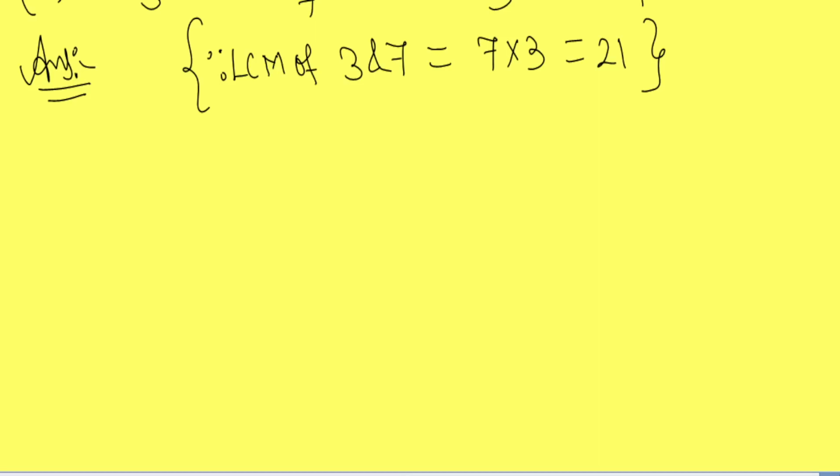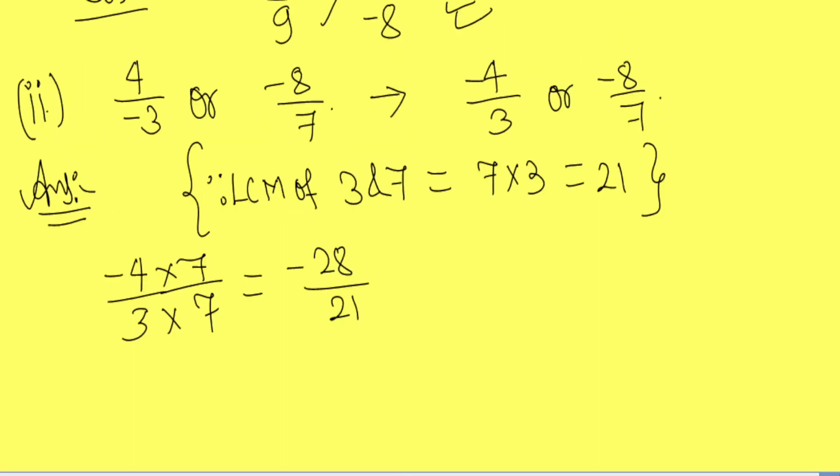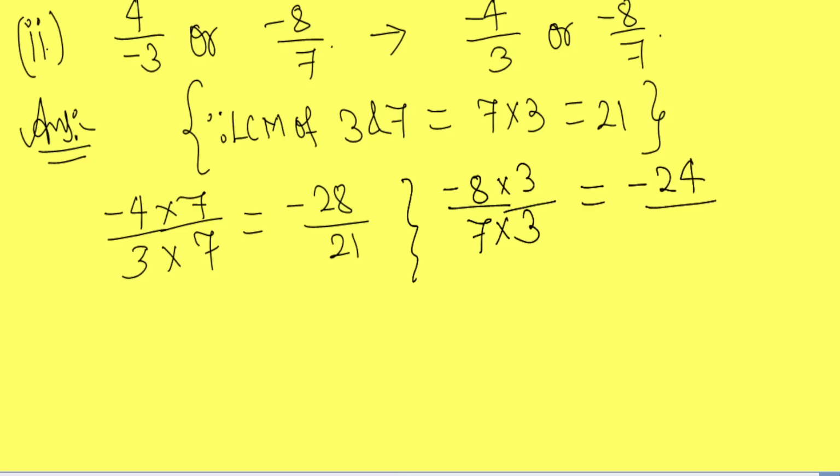Now we will take one rational number at a time and multiply such a number in the denominator so that it will become 21. So we will multiply by 7. So -4 multiply 7 is -28 upon 21. Now taking the next rational number, -8/7. What will we multiply in the denominator? 3 to get 21. So here 8 multiply 3 is 24, so -24 upon 21. Things are clear, beta. Okay.